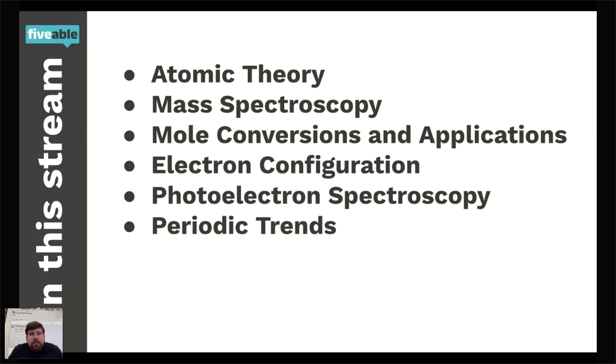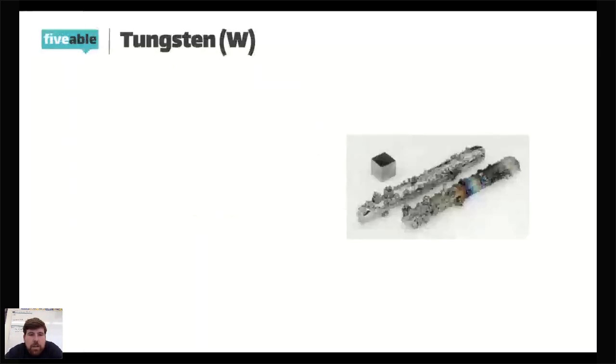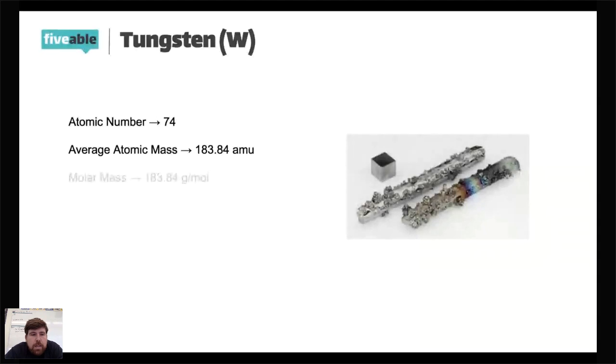For the first half of the stream, I was thinking that we could look at an example element, and that element was tungsten. Tungsten is element number 74 on the periodic table. It also has the element symbol W. It has an average atomic mass of 183.84 AMU, and it has a molar mass of 183.84 grams per mole.